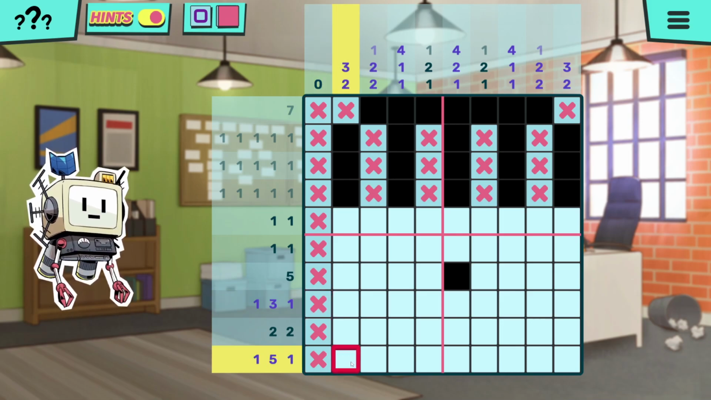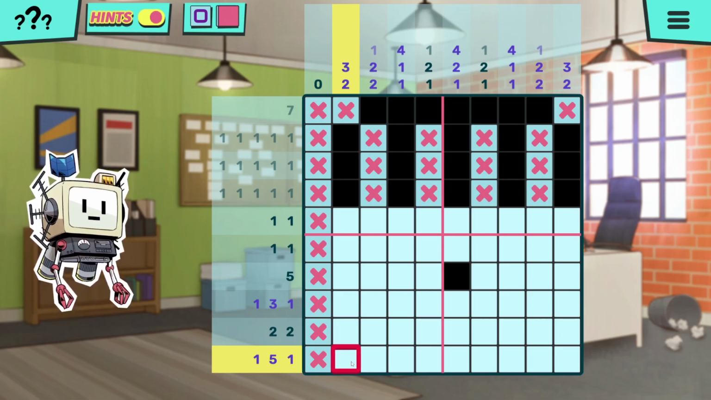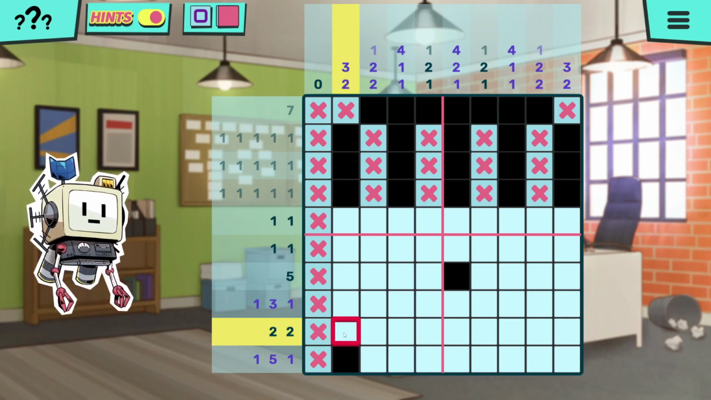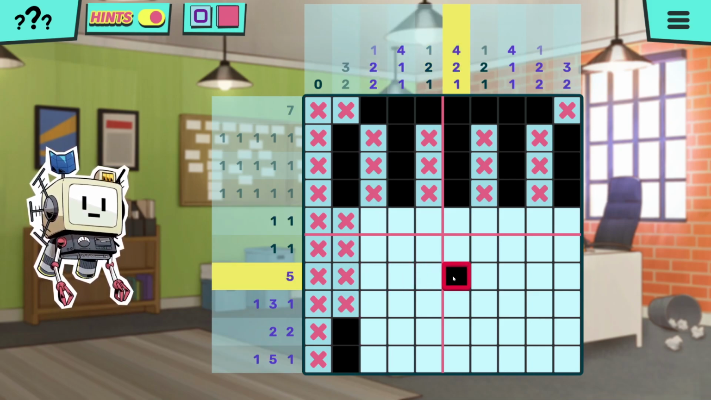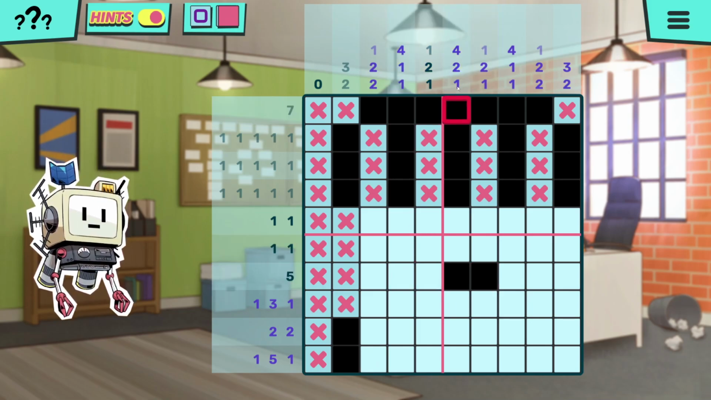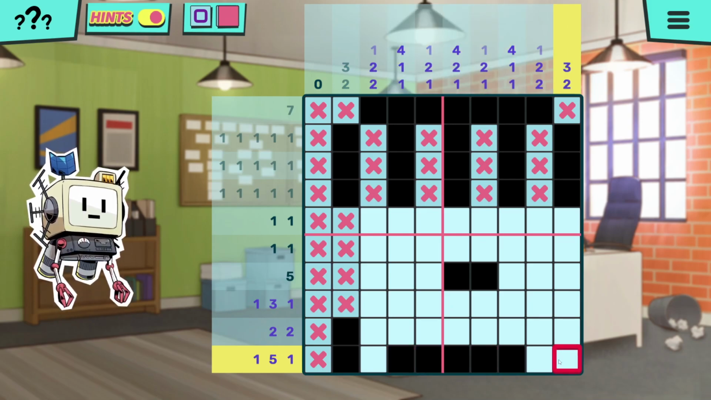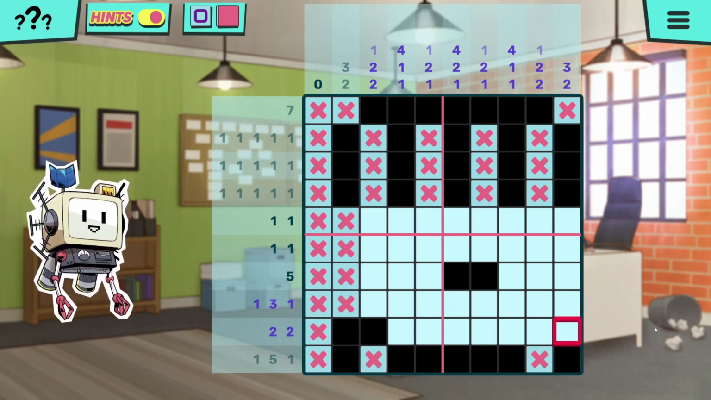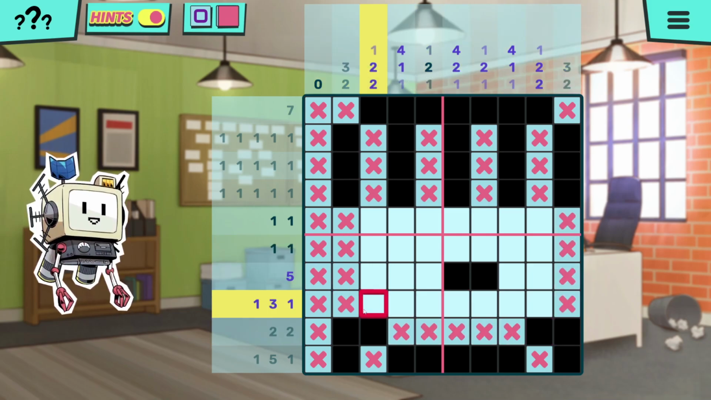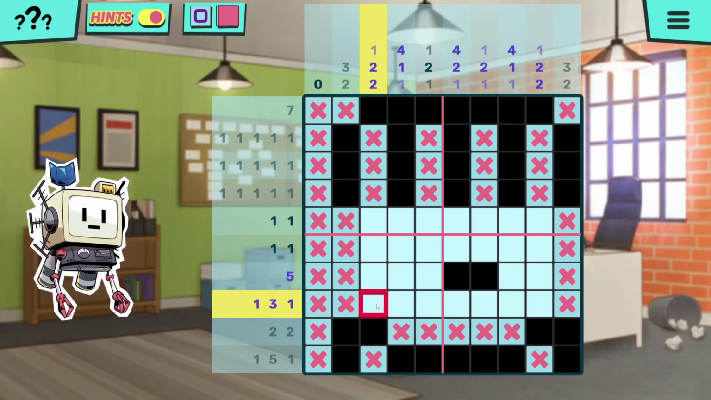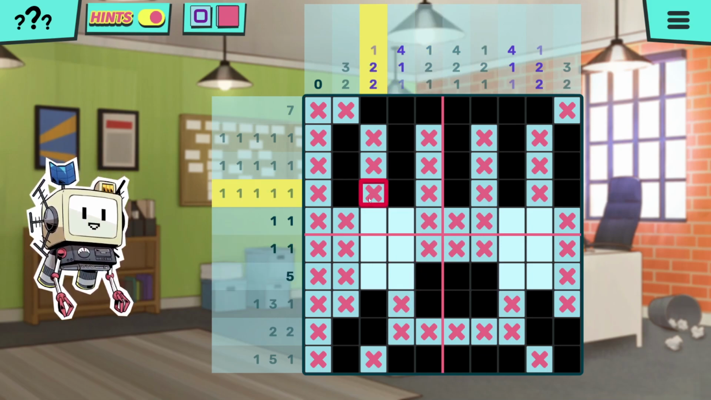Okay, so it goes. If I do that, that means that's the two. 1, 2, 3, 4, 5. That's another one that can be added into the mix. That means it's a 5, which means 2, 3, 4, 5, 1, 2. Boom, boom, boom.